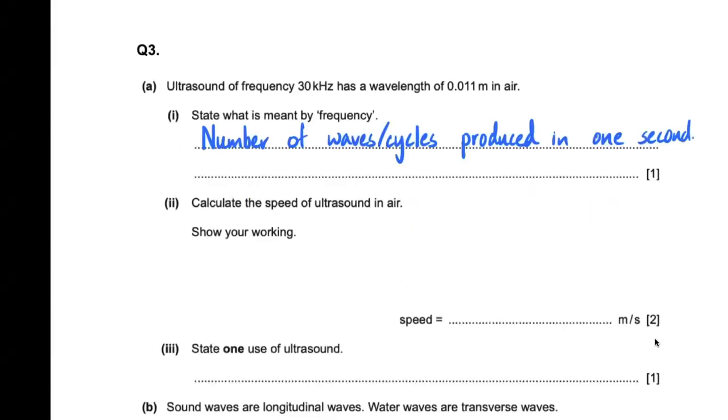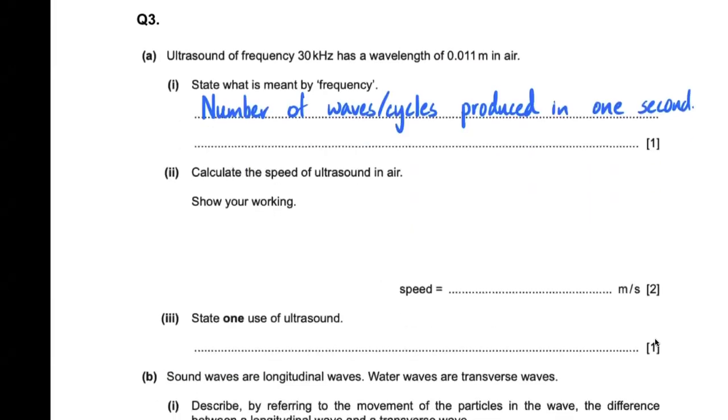Calculate the speed of ultrasound in air, show your working. So V equals F lambda, pretty straightforward. F is 30 kilohertz, wavelength is 0.011, so you just multiply these. So this is 330 meters per second.